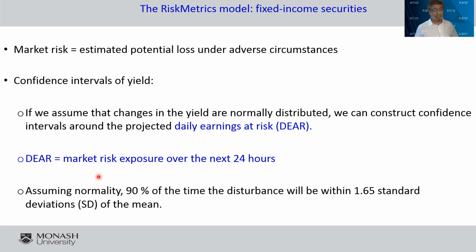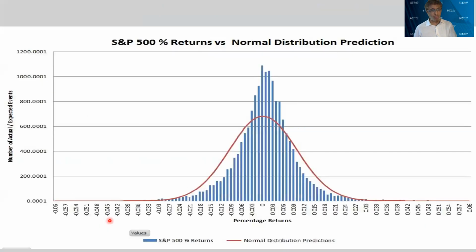So the DIR is the market risk exposure over the next 24 hours. And we are assuming normality with 90% confidence, which means 1.65 standard deviations of the mean. And I will tell you why. This is how it looks.